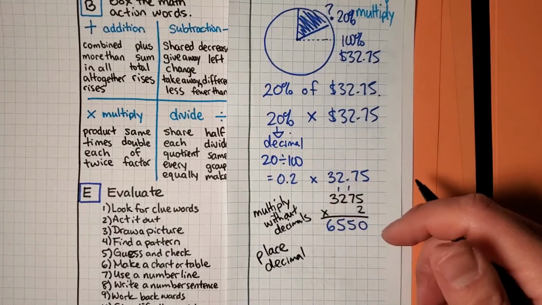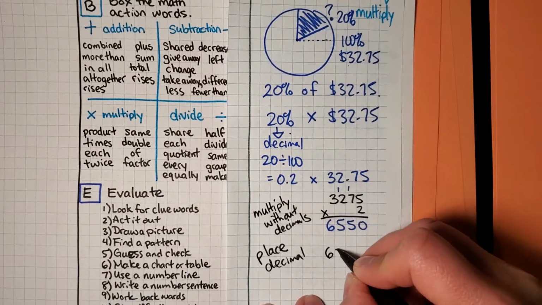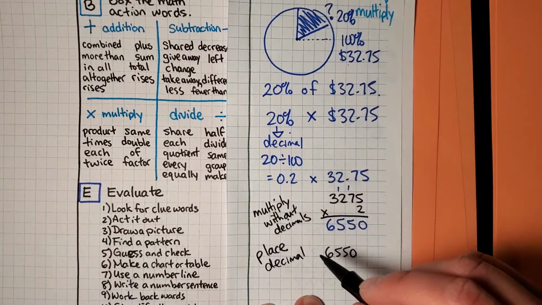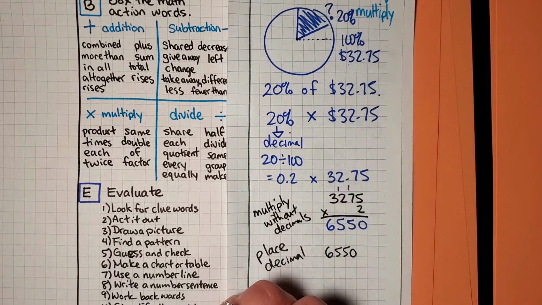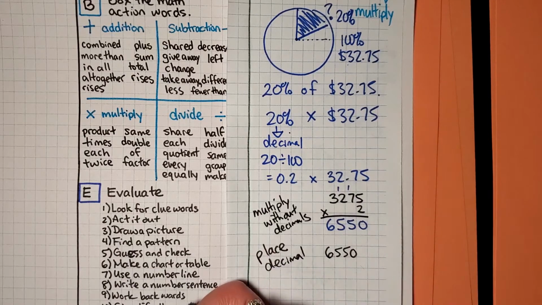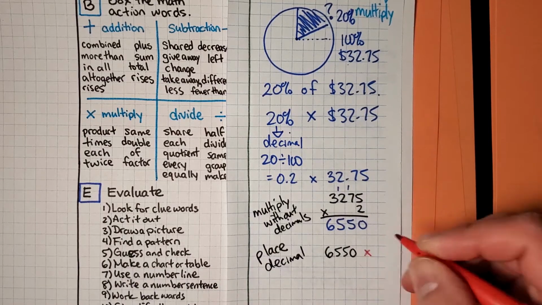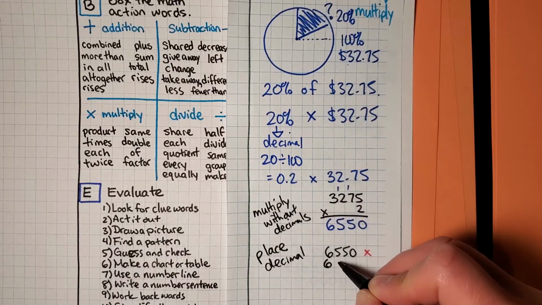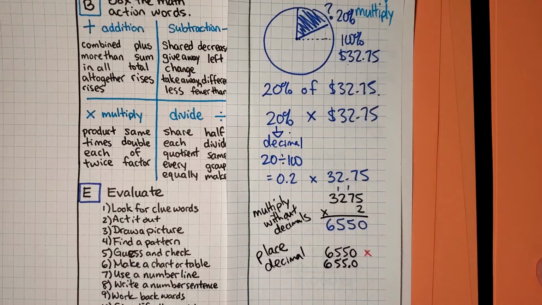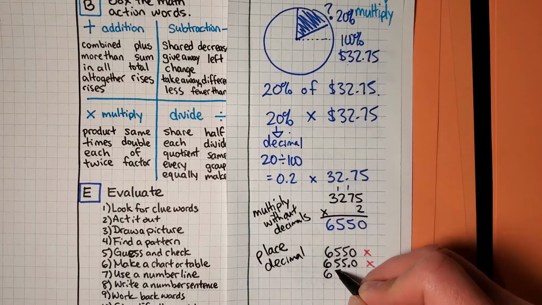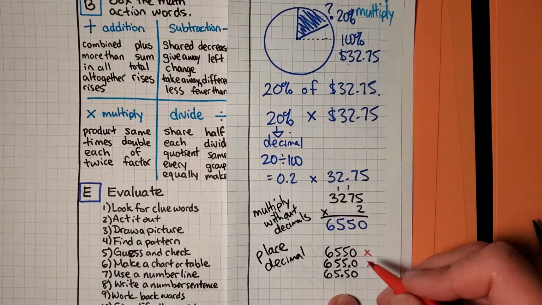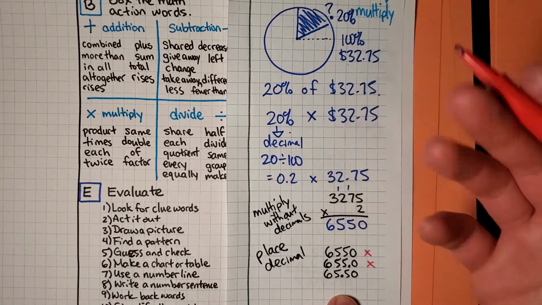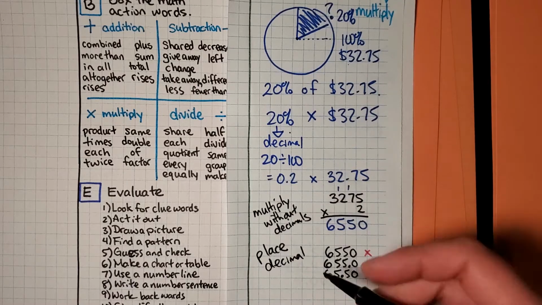So I multiplied without the decimal, but now I need to put the decimal back in. So let's look at the numbers and see where I should put the decimal so that it makes sense for this question. Right now, 6,550. Does that make sense? A tip way bigger than $32? Nope. So let's try this: 655.0. Nope. Still doesn't make sense. Now let's try 65.50. $65? Oh, that's more than double our original bill. Nope, that doesn't make sense. Let's keep going.